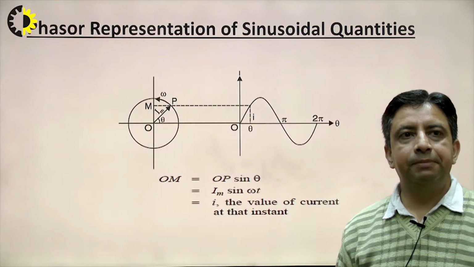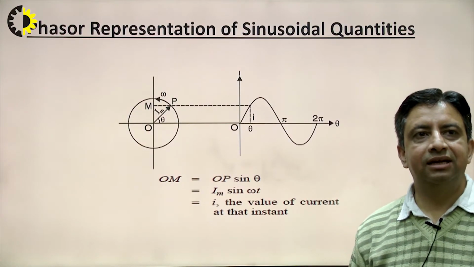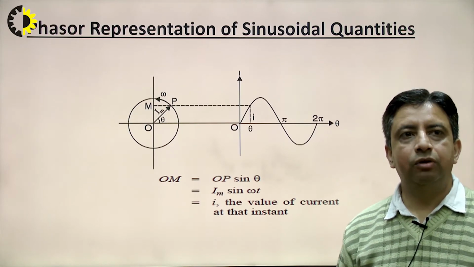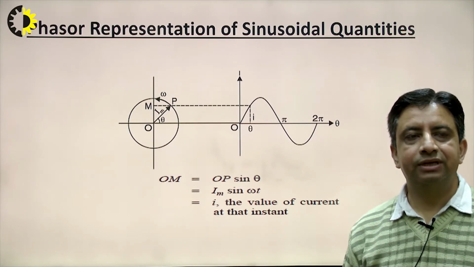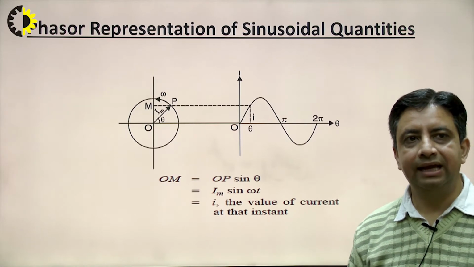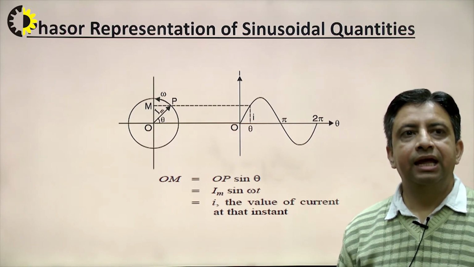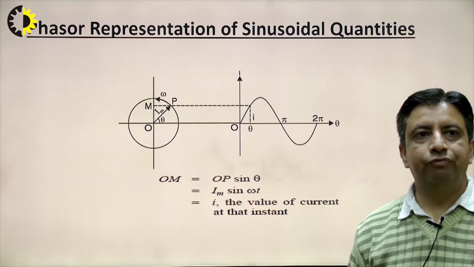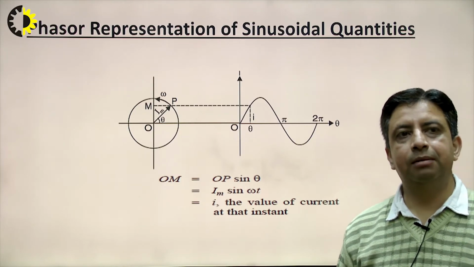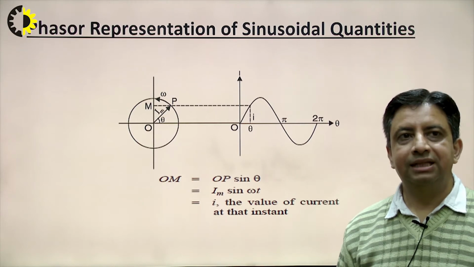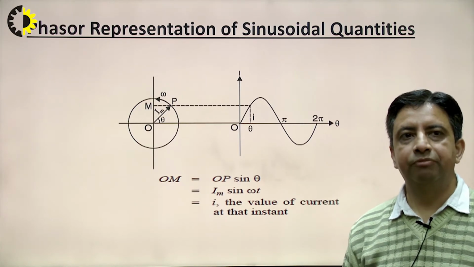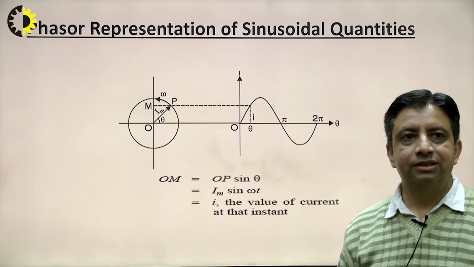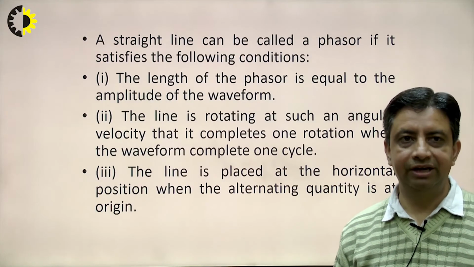During my complete discussion, I will consider the rotation of this particular phasor in the anti-clockwise direction. As you can see here, this line is rotating at a constant angular velocity omega. When this line completes one rotation, by the same time this waveform will complete one cycle. So if this is the case, the second condition is verified.